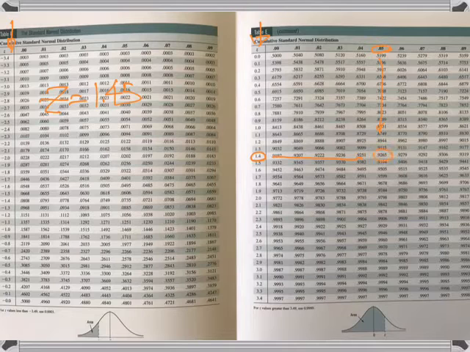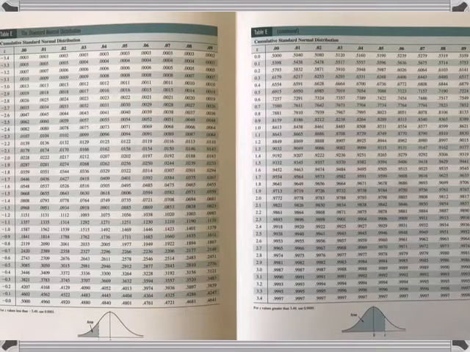So this number right here, my answer will be equal to 0.9265. So that's my answer. Okay, let me show you another example. Now, your Z this time is equal to negative 2.36. Let's find it on the table. Let's take out the table again.